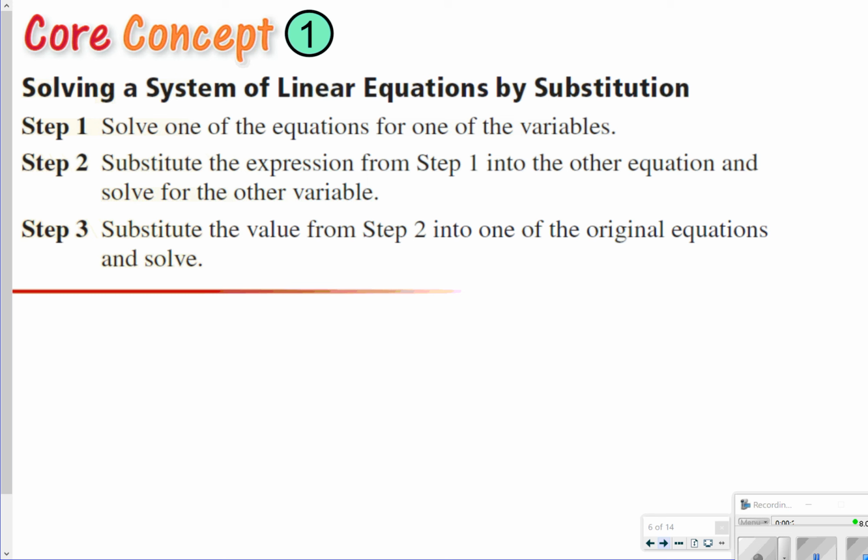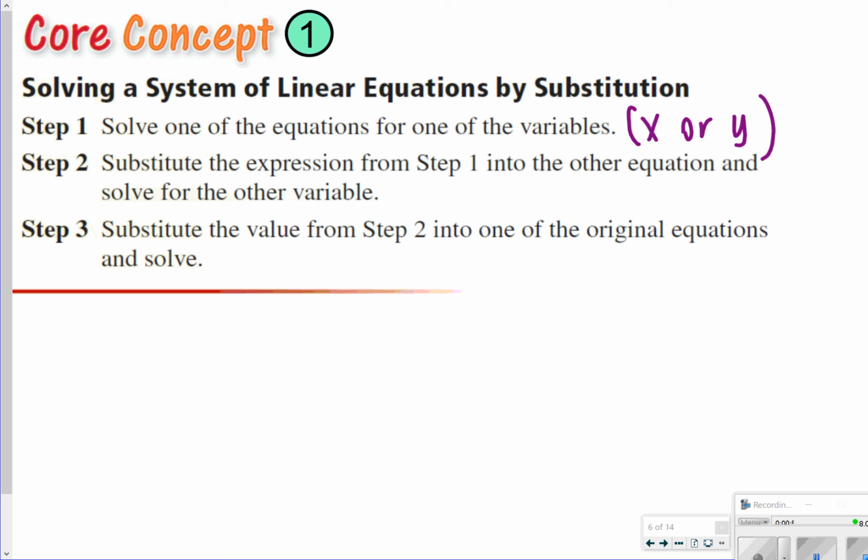Step 1 says to solve one of the equations for one of the variables. Usually that would be x or y. Sometimes your variables might differ, especially if you're doing a word problem, but that's okay. Once you solve one of the equations for x or for y, then you're going to substitute the expression from step 1 into the other equation and solve for the other variable. And then once you're done, you can check your answers by substituting the value from step 2 into one of the original equations and then solve.